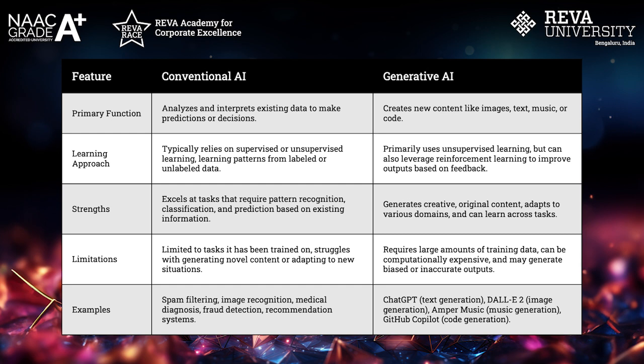Just some other things. Conventional AI is great at routine tasks, when you know exactly what data you're going to get and what output you really require. Generative AI is when you really want to get very creative. And as for limitations, conventional AI, as the name suggests, is not going to be able to generate things, versus generative AI can really generate.